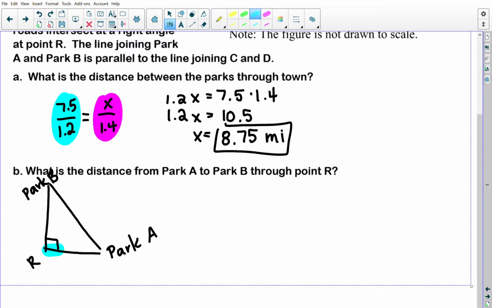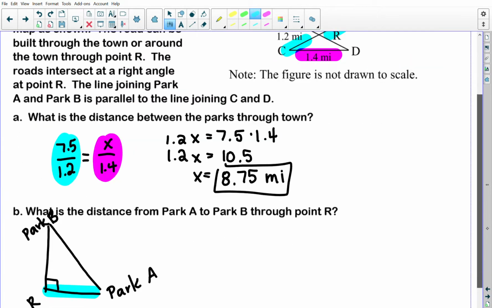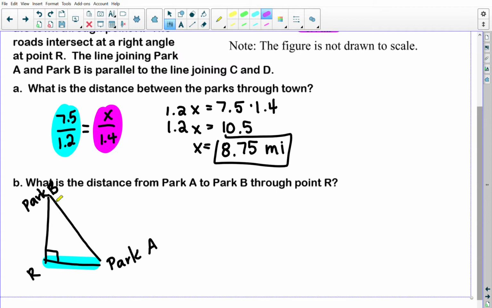So there's that. And purple goes through the town. Okay. And I know that from R to Park B is 7.5. That was marked on the picture. And then I know directly from Park A to Park B is 8.75 because we just found that.